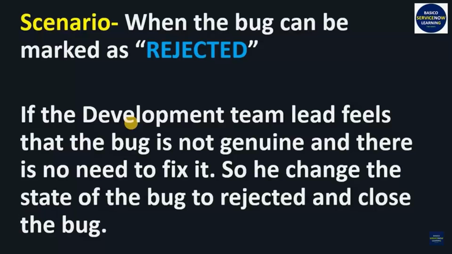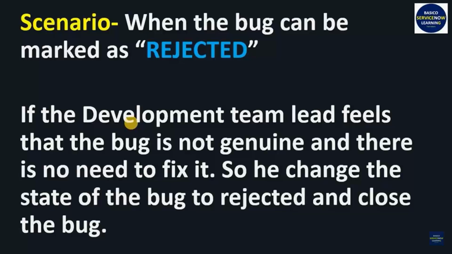So friends, the next scenario is when the bug can be marked as rejected. If the development team lead feels that the bug is not genuine and there is no need to fix it, he changes the state of the bug to rejected and closes the bug. It happens sometimes that a software tester tests a functionality, finds what he thinks is a bug, and logs it into the system. But when it is reviewed by the development team lead, he finds that the bug is not genuine. Discussion goes on between the testing team and the development team, and after discussion, if it is found that this is not a genuine bug, then the bug is marked as rejected.